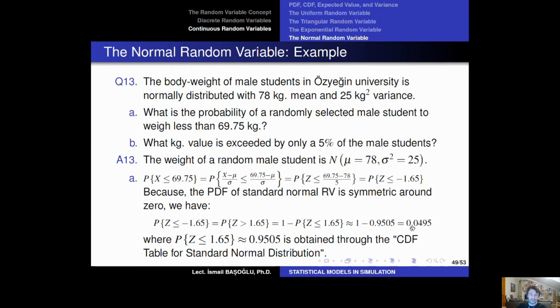The second part of the question is asking this: what kilogram value is exceeded by only 5% of the male students? So we are assuming that there is a certain X value here, there's a certain amount of kilograms. Only 5% of the male students in Özyeğin University is exceeding that kilogram, which means the remaining 95% of the male students weigh less than this kilogram amount.